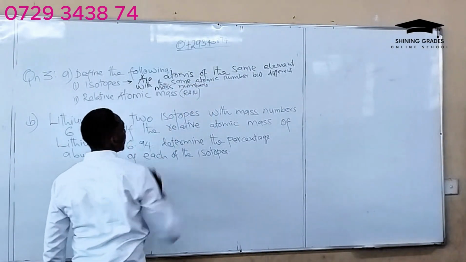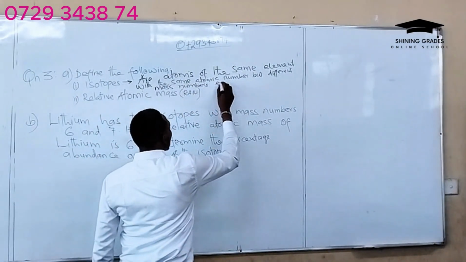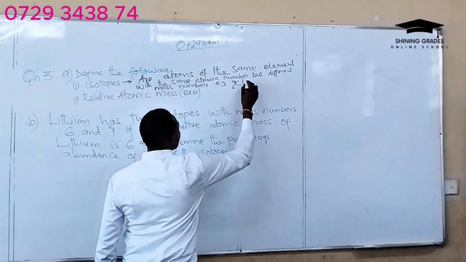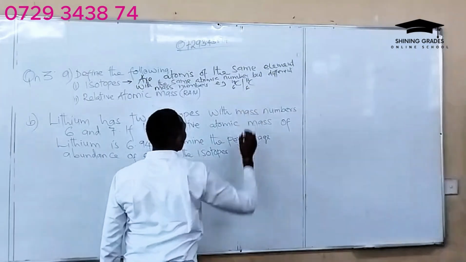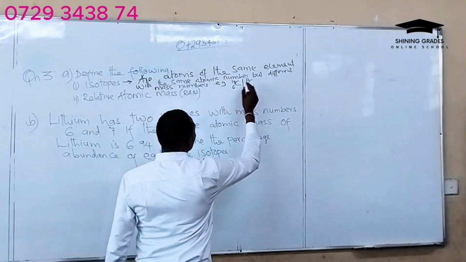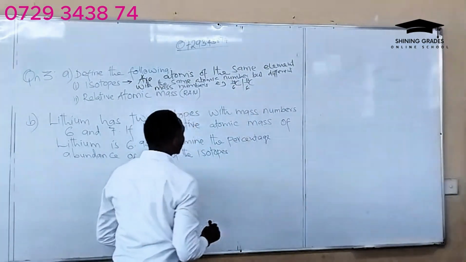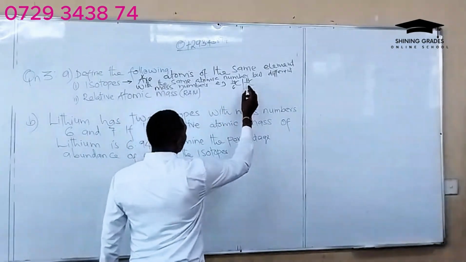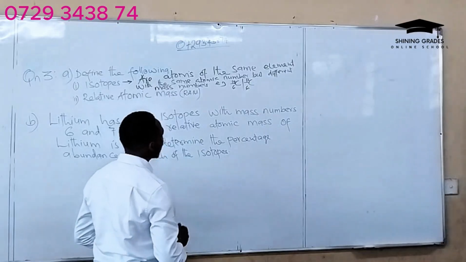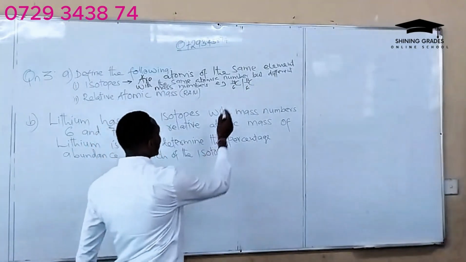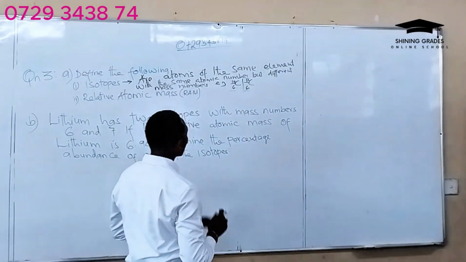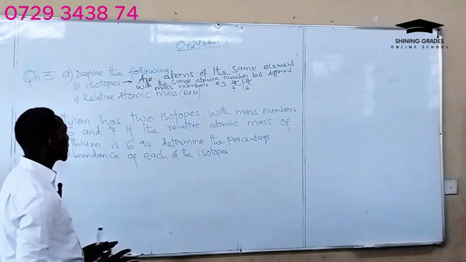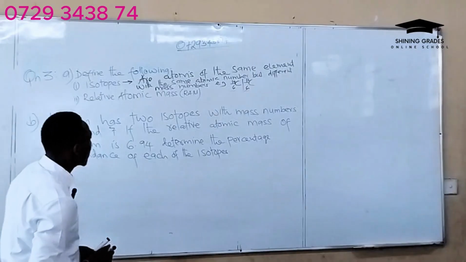For example, we have carbon 12 and carbon 14. When you look at them, they have different mass numbers. Carbon 14 with 14 as the mass number, and carbon 12 with 12 as the mass number. But the atomic numbers remain to be 6. So these are atoms of the same element, the same atomic number, but different mass numbers.